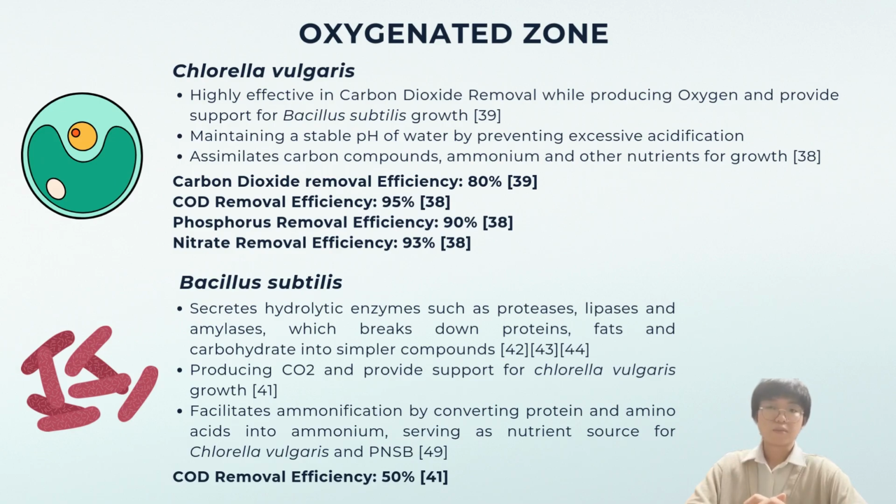Now moving on to Bacillus subtilis. Bacillus subtilis can secrete certain types of enzymes to break down proteins, fats, and also carbohydrates into simpler compounds. Not to mention, it can also produce carbon dioxide and provide support for Chlorella vulgaris growth. Additionally, Bacillus subtilis can also facilitate the ammonification process by converting proteins and amino acids into ammonium, serving as a nutrient source for Chlorella vulgaris and also PNSB.